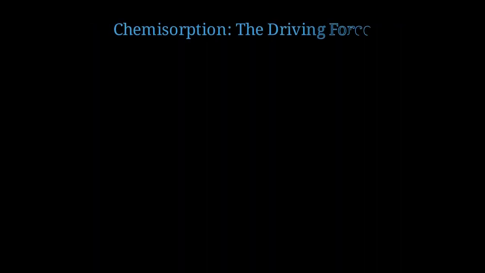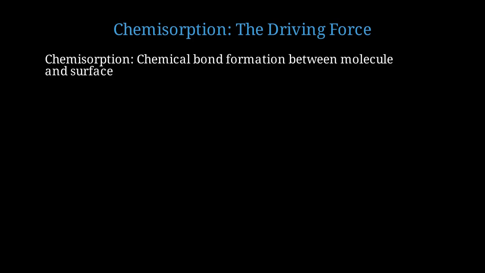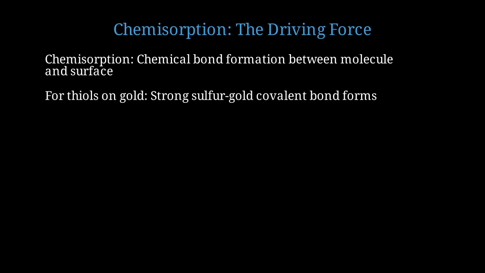Now let's discuss the fundamental process that drives SAM formation: chemisorption. Chemisorption is the formation of a chemical bond between the molecule and the substrate. This is different from physisorption, which involves only weak van der Waals forces. For thiols on gold, a strong sulfur-gold covalent bond forms. This bond has energy around 40 to 50 kilocalories per mole, making it very stable.